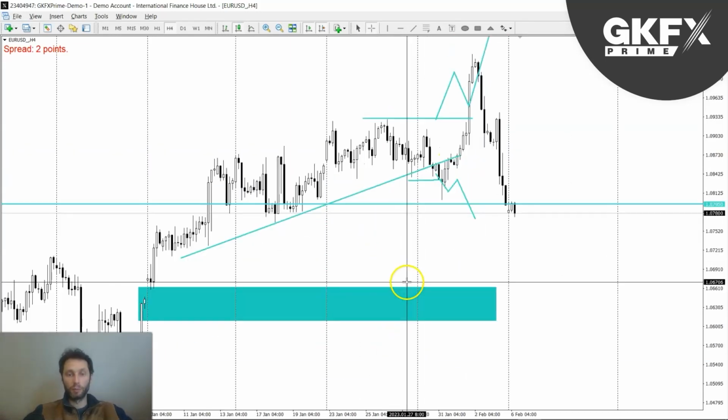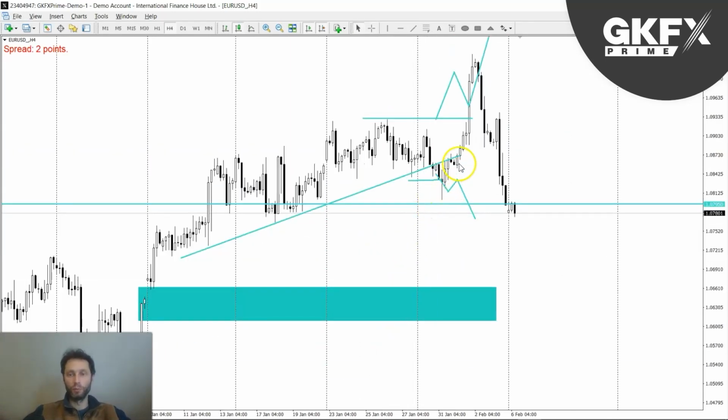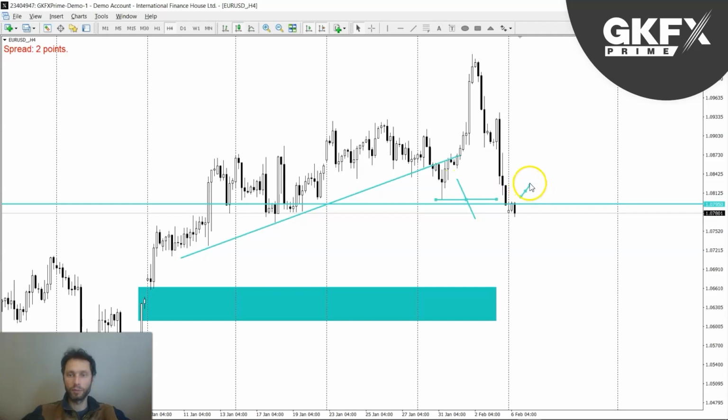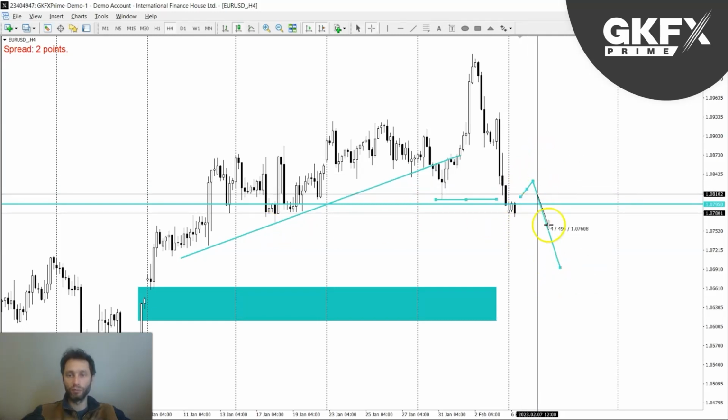And now it's the market showing us what it wants to do, making its move. So let's delete previous annotations. Now we've broken this low, as you can see. So the next move we're looking at is retracement and then a continuation to the downside, which should give us a nice risk to reward ratio.